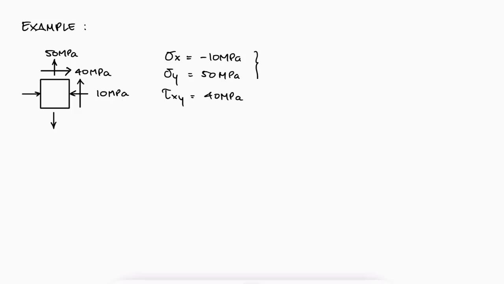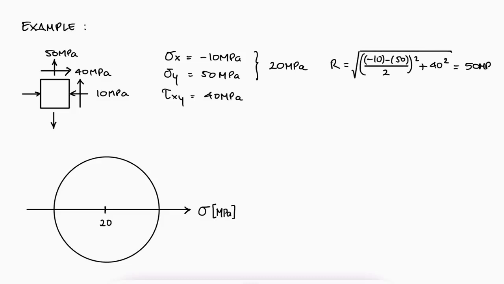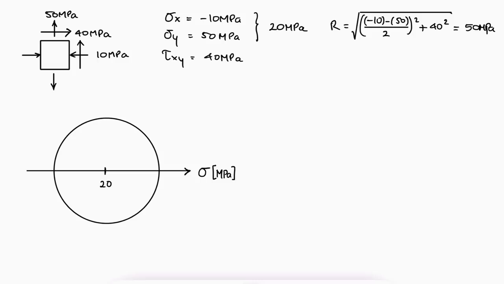The center of the circle for this stress element would be located at the average of sigma x and sigma y, based on the expression we just derived. From the other expression we derived, we know that the radius of this Mohr's circle is 50 megapascals, which tells us that the circle reaches a value of 20 plus 50 on the right and 20 minus 50 on the left. The y-axis, which is the axis for the shearing stress, would be located at x equal to 0.